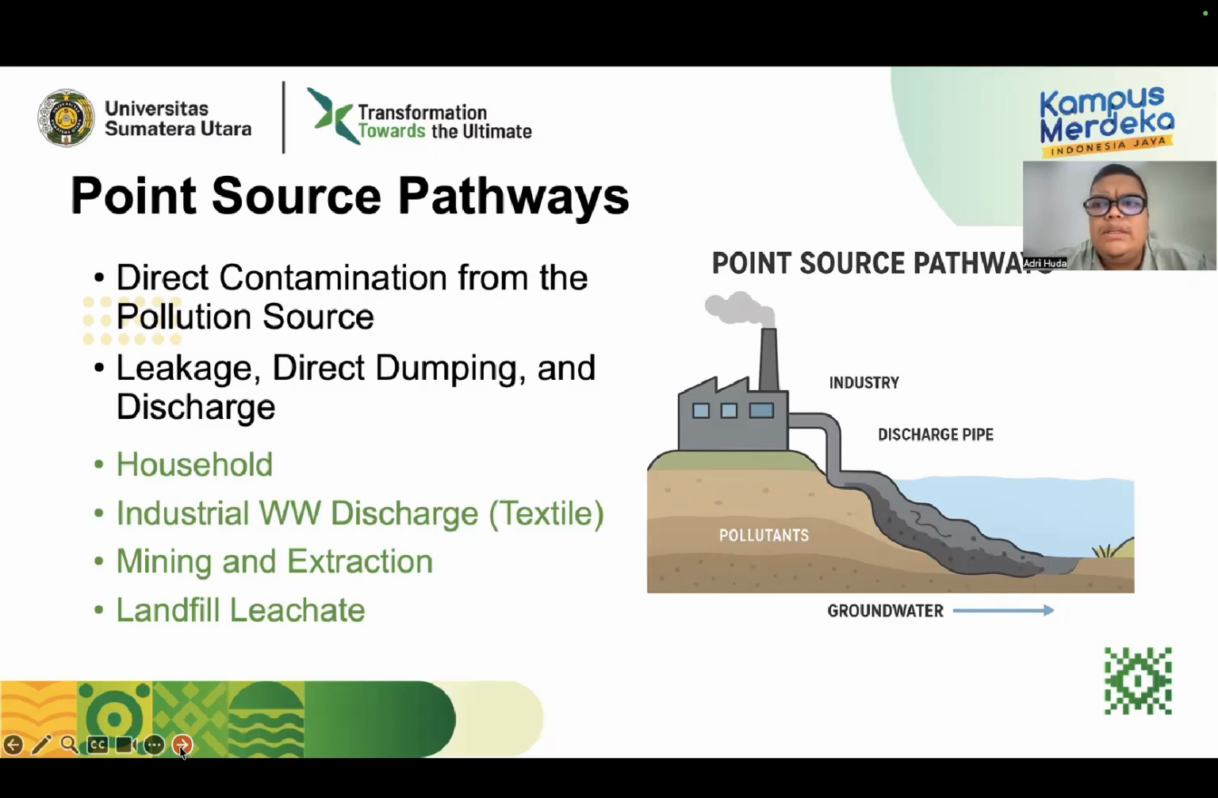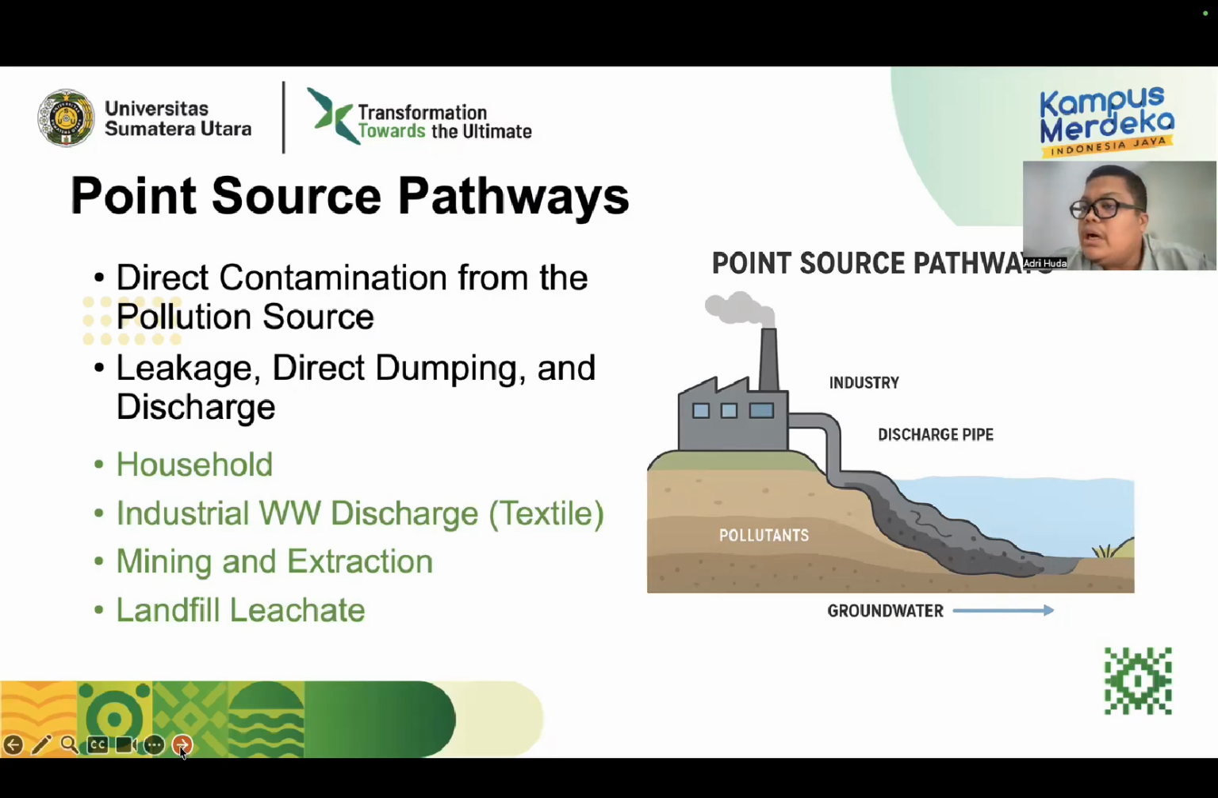The potential pollution sources for the point source pathways could be various, but we could see that the household is the main example where point source pathways normally occur, especially in Indonesia, where a lot of people don't have any wastewater treatment system, meaning that their wastewater is just dumped directly to the water source.